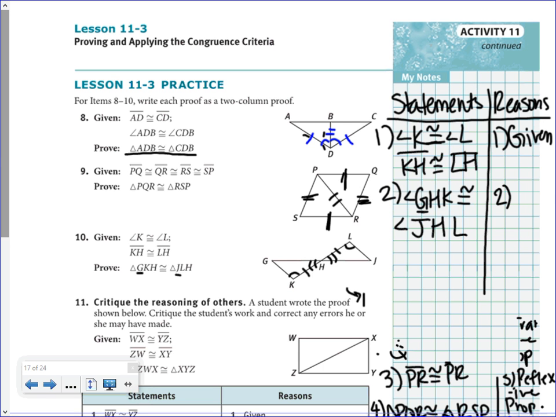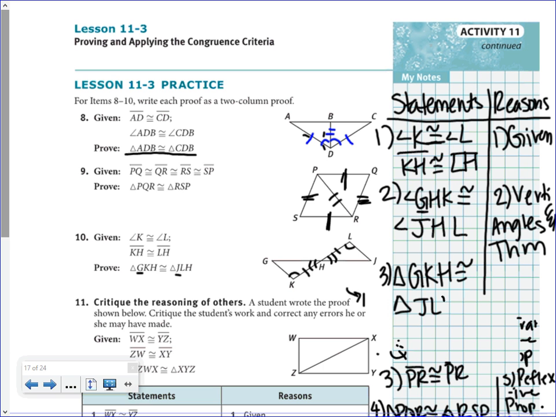And that is by the vertical angle theorem. The vertical angles theorem. And then we know that our triangles are congruent. So triangle GKH is congruent to triangle JLH. And that is by angle, side, angle.